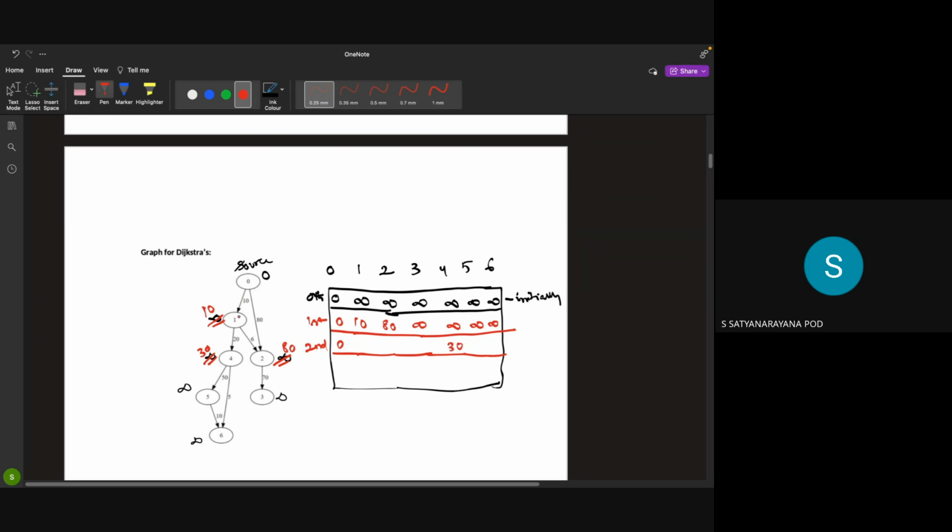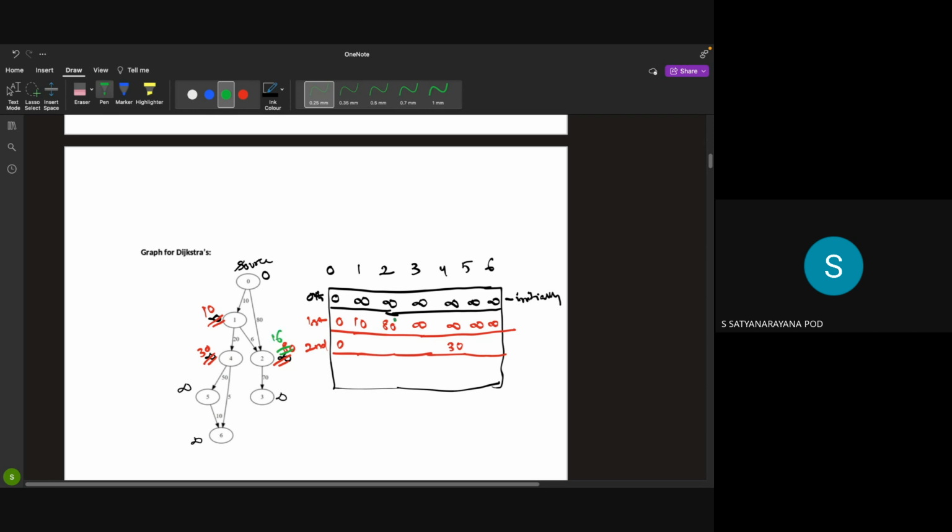Now, 0 to 1 and 1 to 2, there is adjacency. So here 0 to 1 is 10, 1 to 2 is 6. How much is it? 16. Is it 16 or not? Does the 16 is less than 80? Yes. I should change the color, so that here this 80 will go, 16 will come.